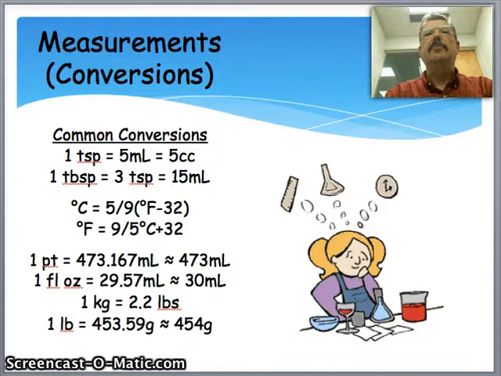1 pint is approximately 473 milliliters. 1 fluid ounce is approximately 30 milliliters. 1 kilogram is approximately equal to 2.2 pounds. And 1 pound is approximately equal to 454 grams.